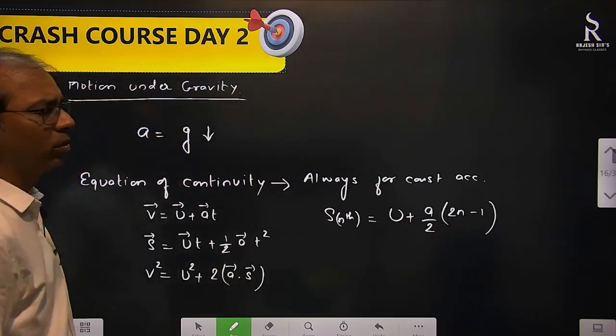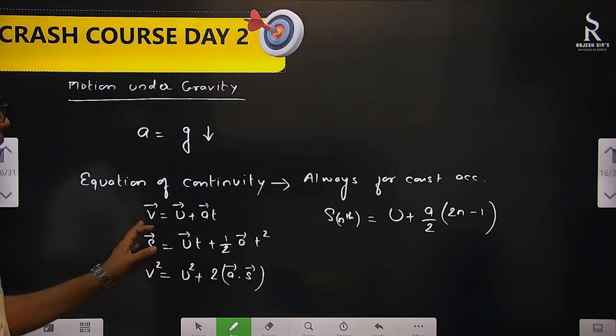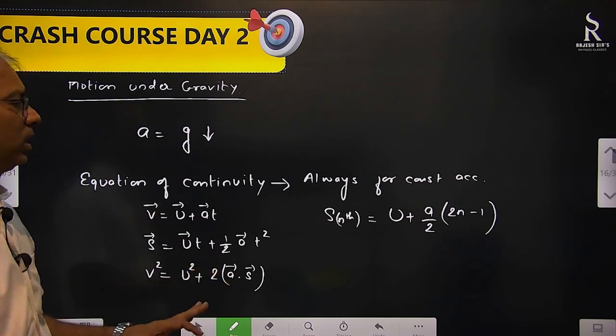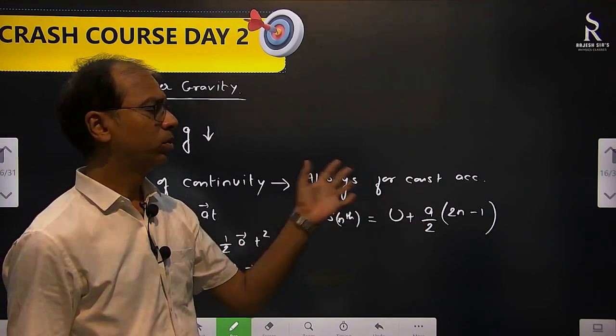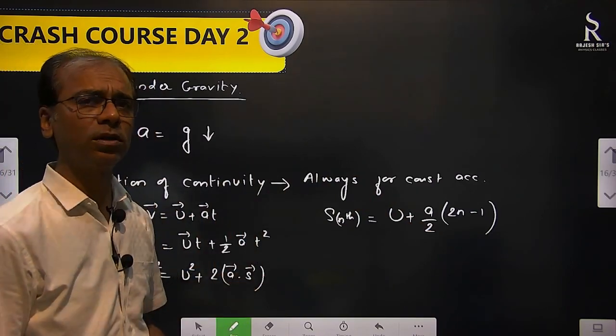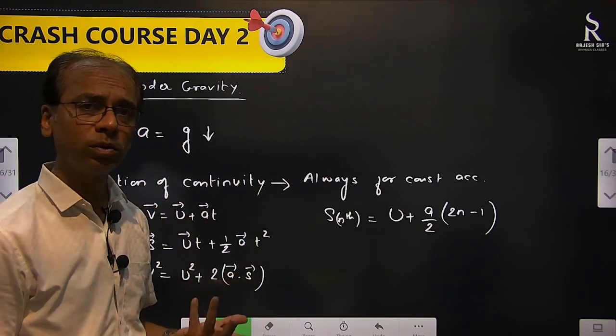So this is all we have to remember. V equal to U plus AT, S equal to UT plus half AT square, V square equal to U square plus 2AS, S nth equal to U plus A by 2 into 2n minus 1. As I said, we will be using this only for constant acceleration. If it's variable acceleration, then integration. We have already done the questions on that.